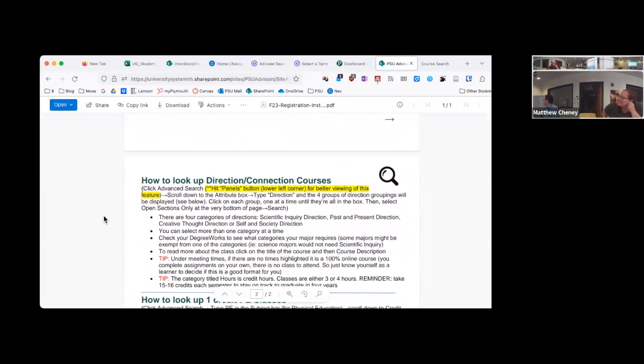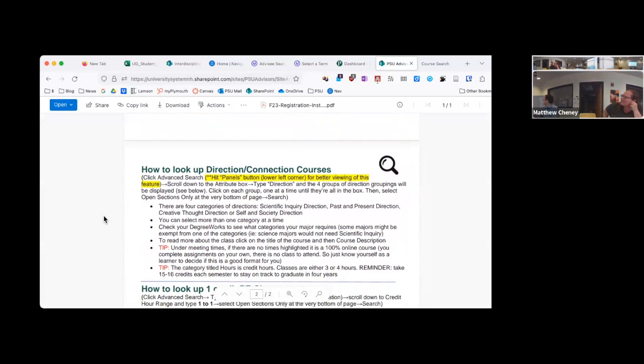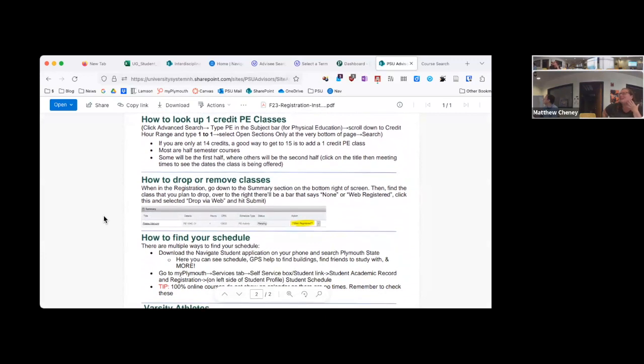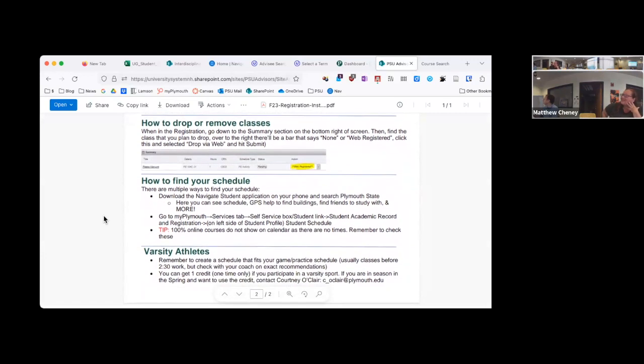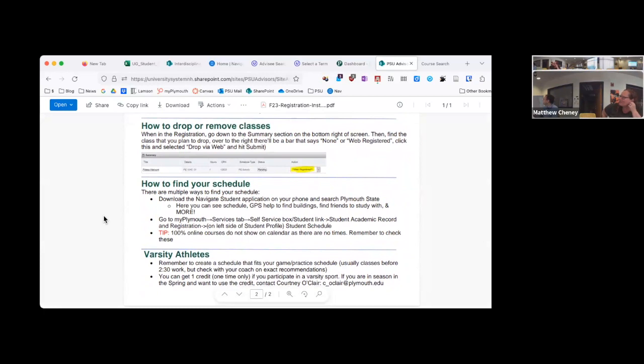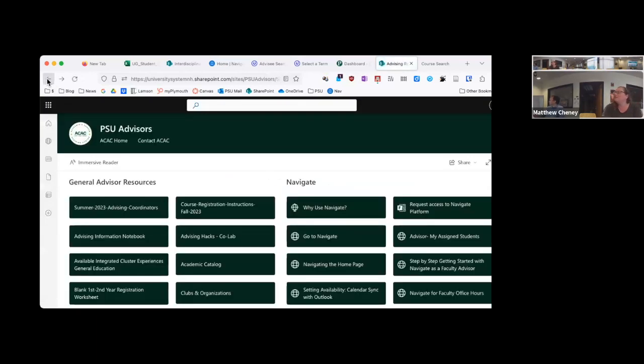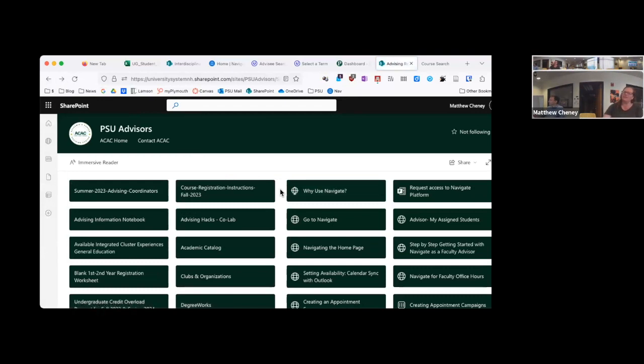And this is how they look up the directions courses, because that can be a little tricky if you don't do it often. And this is how you look up the one credit PE classes, how you would remove a class from your schedule, how to find your schedule, and how to register for varsity credit. So I encourage you to hand those out to a student. That's part of my process when I'm meeting with students during registration week. This was just for fall, but we are going to do an updated one for spring. I go over everything with the student, and then I slide this across the table and say, everything I just went over is typed out here, so they don't really have to retain it.